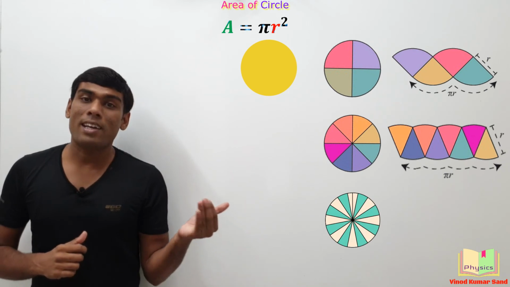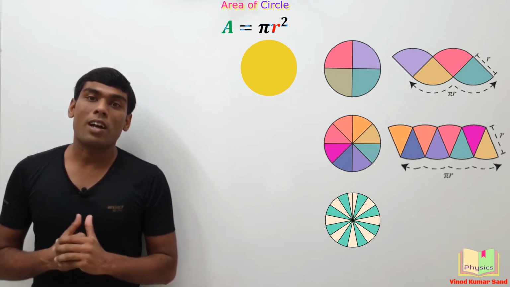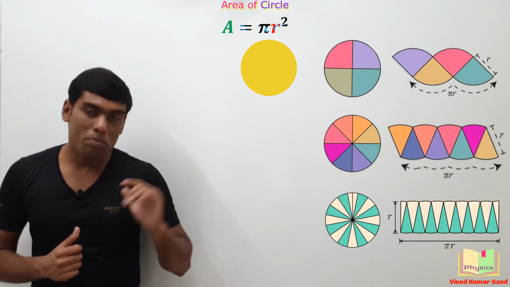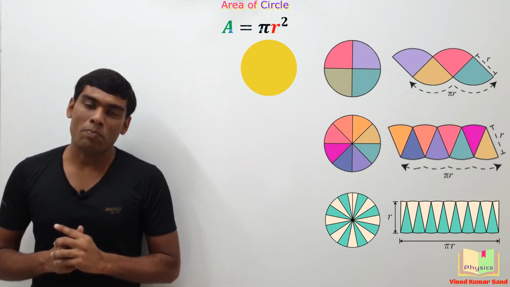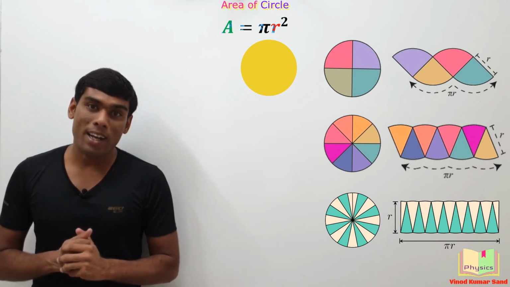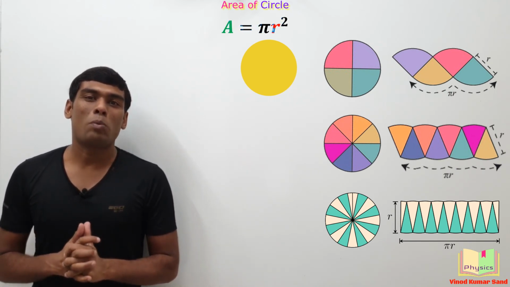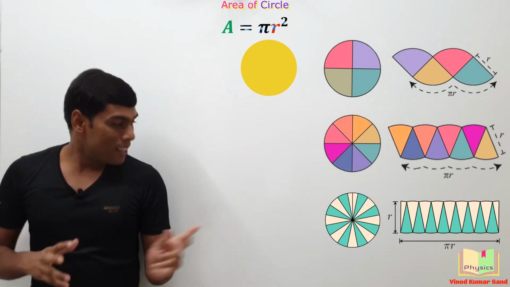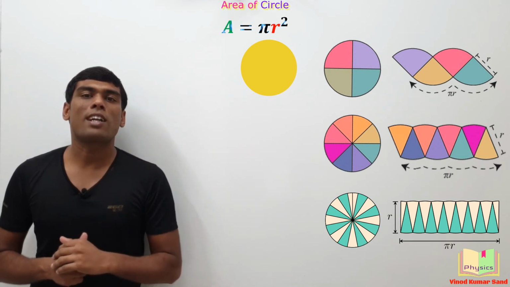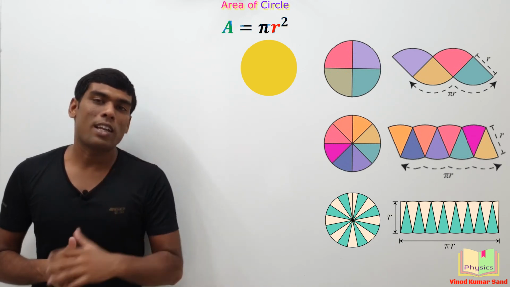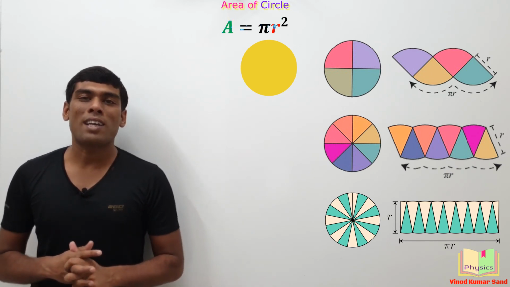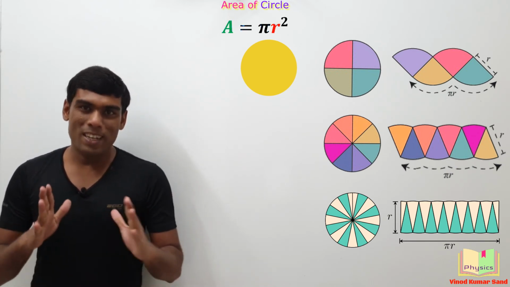In the last diagram, we are cutting the circle into more parts and we are arranging them as shown in the diagram. Now the final diagram looks like a rectangle and we know how to obtain the area of the rectangle. The length of this rectangle is pi r and the width of the rectangle is r. So the area of this rectangle will be pi r into r, which will become pi r square. It's an intuitive method.